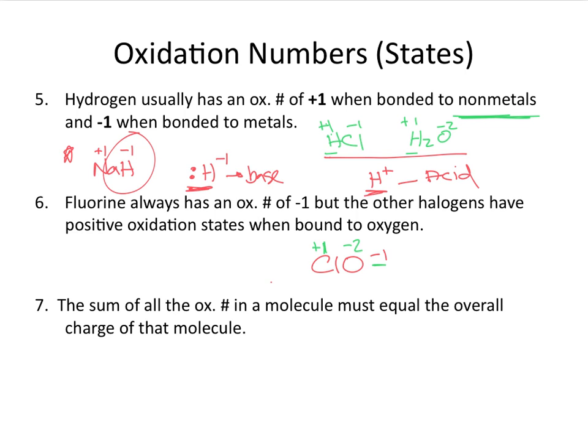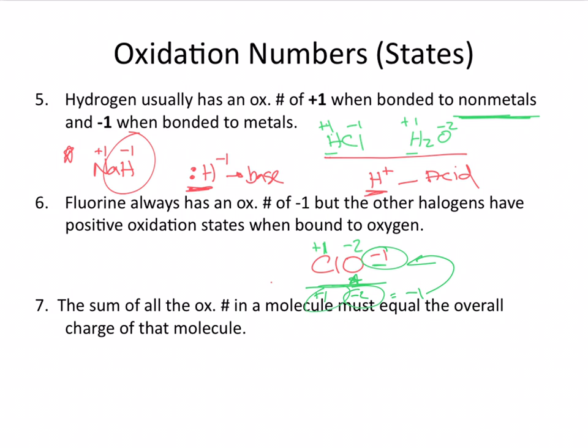So the final consideration is that the sum of all the oxidation numbers in a molecule must equal the overall charge of that specific molecule. We just saw that in the example above. Each of the oxidation numbers here has to add up to what the overall charge of the molecule is. So if we look at the charge of this molecule here, -1 is that charge, and each atom here has an oxidation number. So the oxygen has a -2, the chlorine has a +1. So -2 + 1 equals -1, which matches our overall charge.